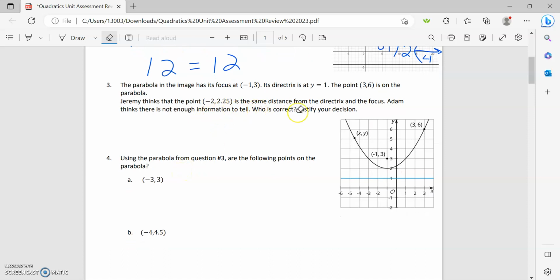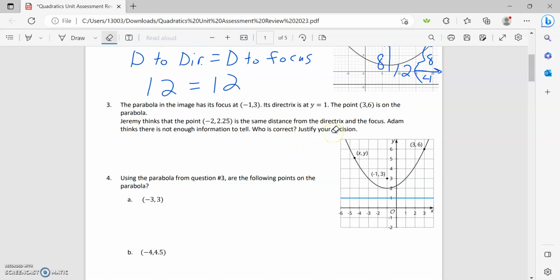Jeremy says that the point is the same distance. Adam says there's not enough information. Well, all we need in order to prove Jeremy right is the point where the focus sits, the line for the directrix, and the point we're looking at. That's all we need to know. We have all of this information. So at this point, we know Adam's wrong. We know Adam is just lazy. He's that senior here, second semester, looking to just skip through problems. So Adam is wrong. There is enough information.